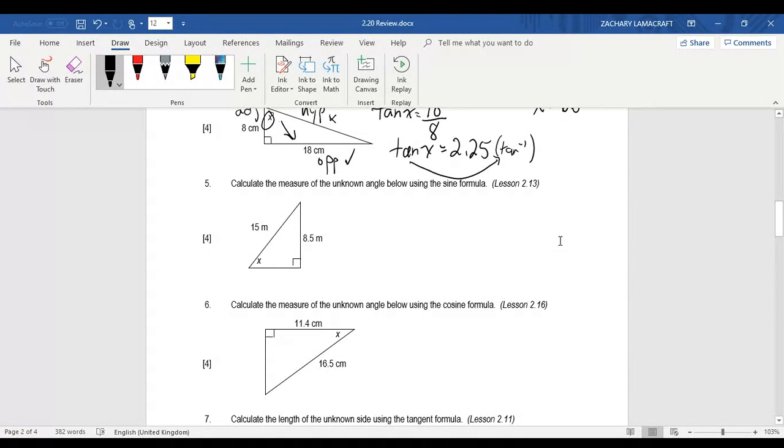It says calculate the unknown angle using the sine formula. So we know, once again, if we have our hypotenuse, and in this case we have our opposite, we know that SOH follows that equation. So sine X is equal to opposite over hypotenuse, and in that case, 8.5 divided by 15. So sine X is then equal to this number divided by that number.